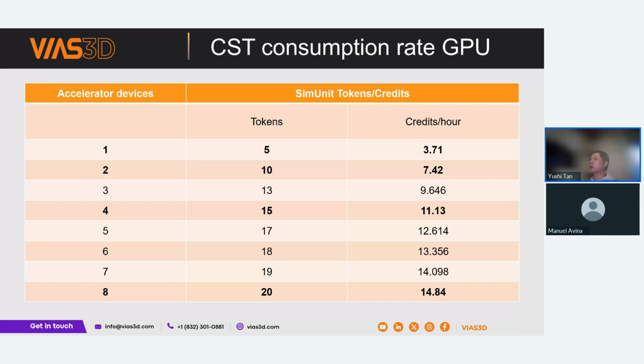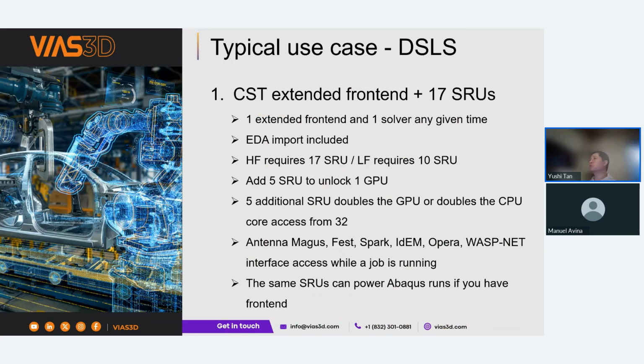So on this, let's take a look at a couple of usage cases when it comes to DSLRs. Now, the CST front-end extended plus 17 SRUs, that's the most common configuration. A couple of slides ago, we talked about the combining of the front ends. What it means is that you have access to more capabilities now. Having access to more capabilities still requires something to power it, to crunch the numbers to get you a solution. So that's where the SRU tokens come in.